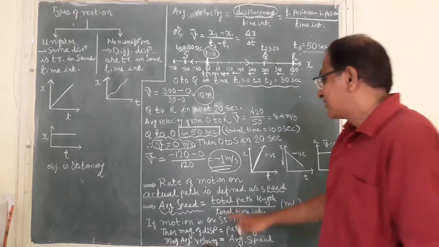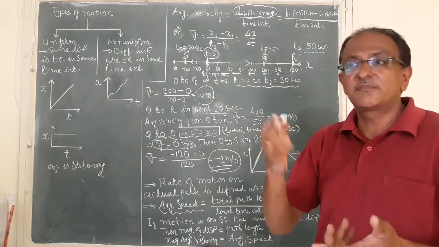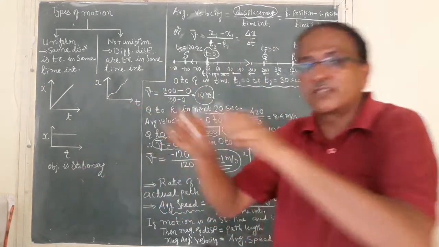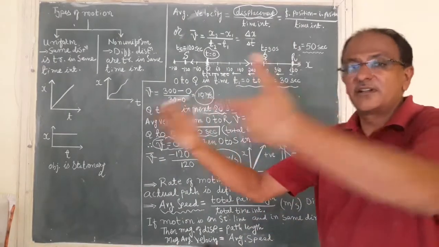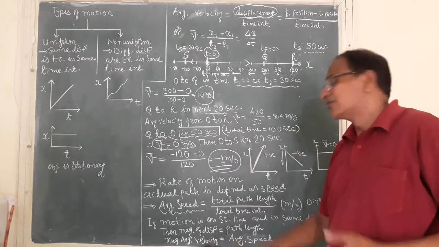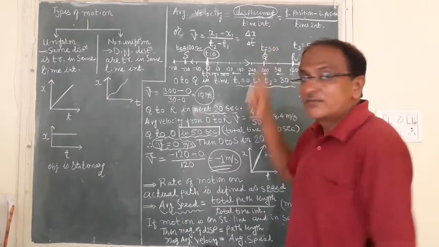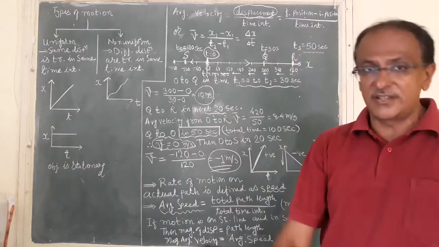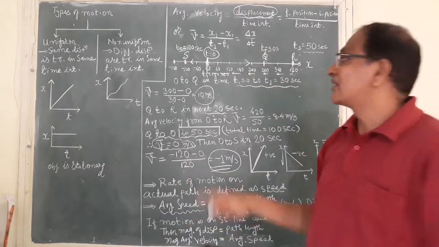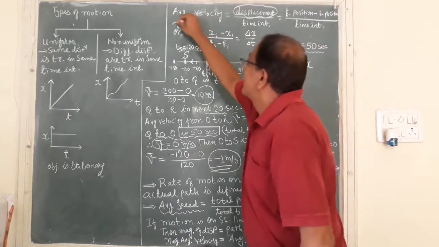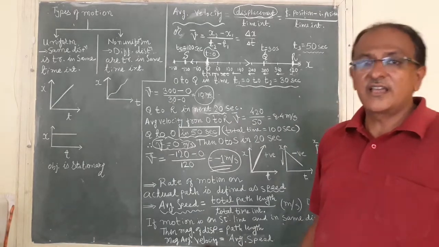While in average speed you need the total distance travelled, that is path length, the actual length of the path on which the object has moved. That total path length upon the total time interval for travelling that distance will give you average speed. This does not involve direction, while velocity involves direction, and those quantities which involve direction as well as magnitude are known as vector quantities. So average velocity is a vector quantity, while average speed is a scalar quantity.